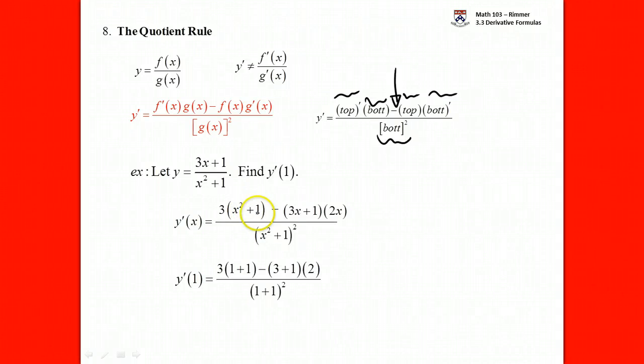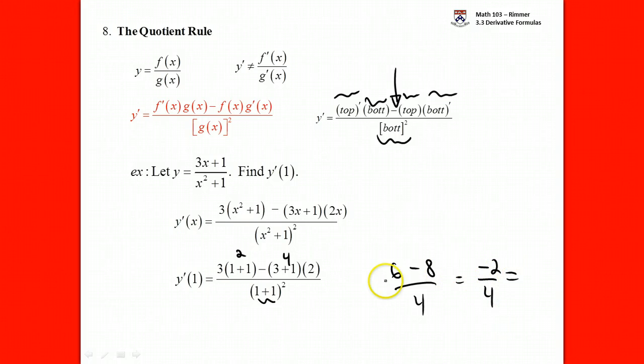But 1 squared is 1, 1 plus 1 is 2, 3 times 2 is 6. 3 times 1 is 3, 3 plus 1 is 4, 2 times 1 is 2, 4 times 2 is 8. And there's a minus sign in between these two. Denominator, 1 squared plus 1, that's 2, and 2 squared is 4. 6 minus 8, negative 2 over 4 reduces to be negative 1/2. That's your tangent line slope to that function at that particular x value.